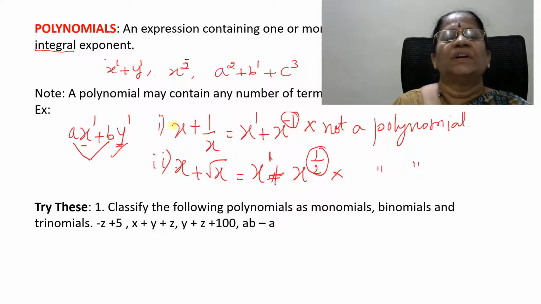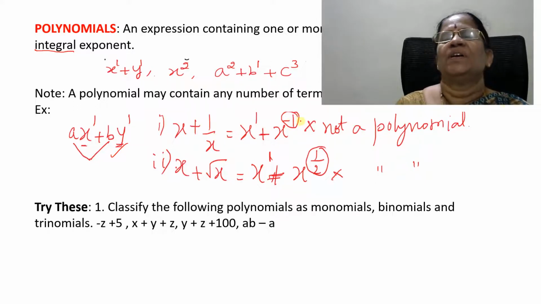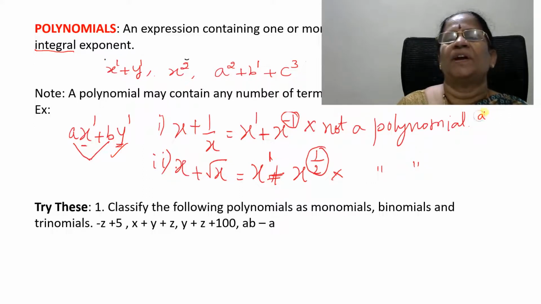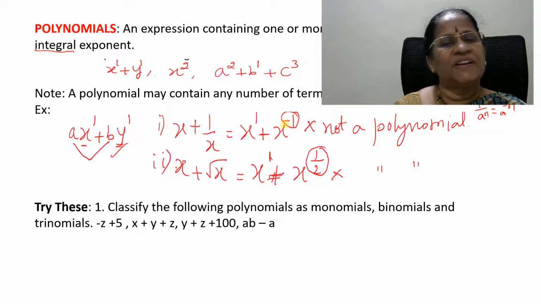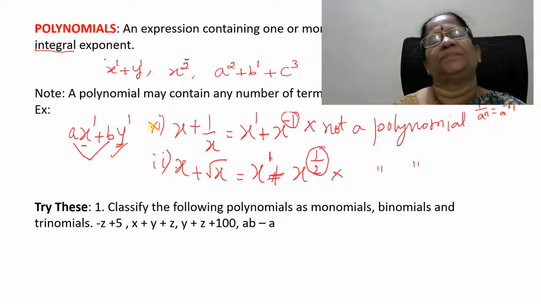Okay. Now let us look at these two examples. x plus 1 by x. Here you can write x as x to the power 1 plus 1 by x as x to the power minus 1. You have learned in the previous year that 1 by a to the power n is equal to a to the power minus n. So if you write like that, then this becomes x to the power minus 1. But minus 1 is not a positive integer. Therefore, this is not a polynomial.